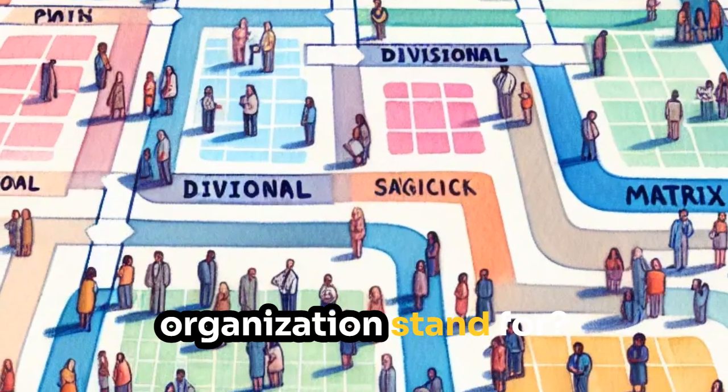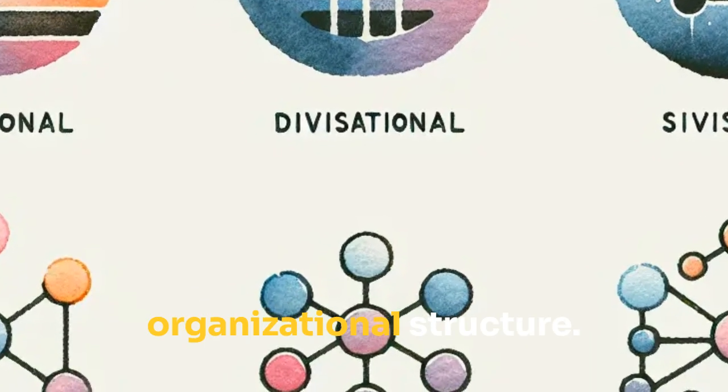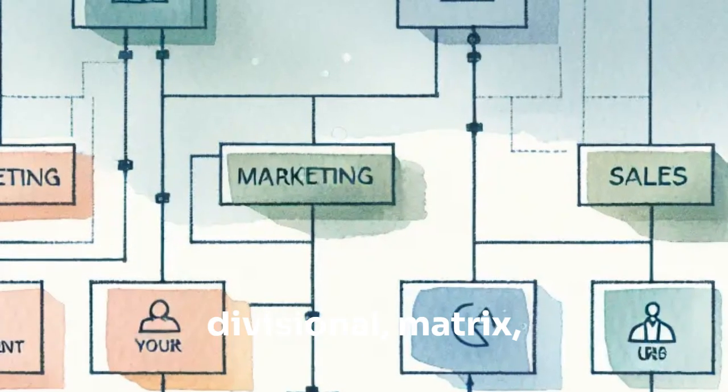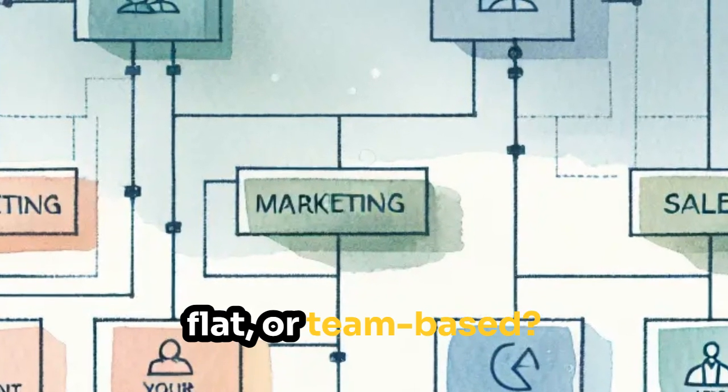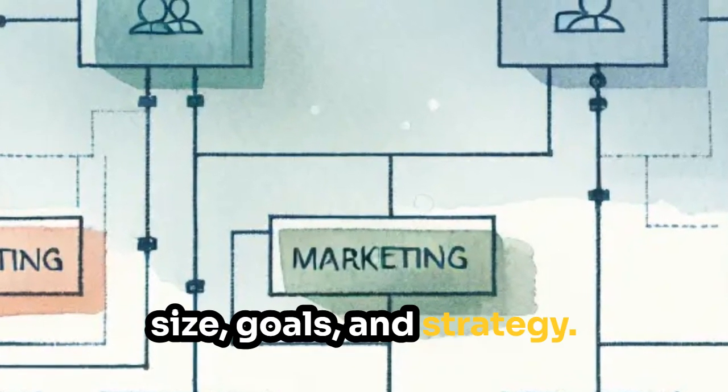What does your organization stand for? What are you hoping to achieve? Next, choose your organizational structure. Will it be functional, divisional, matrix, flat, or team-based? Justify your choice based on your industry, size, goals, and strategy.